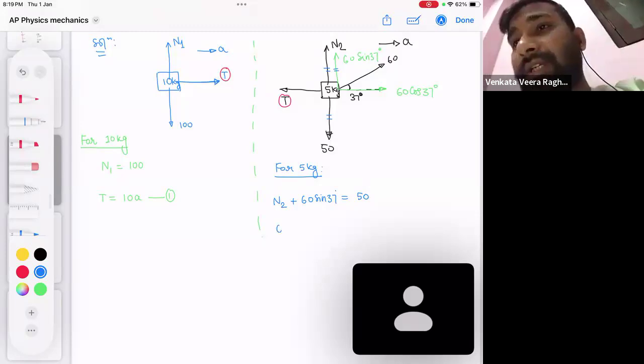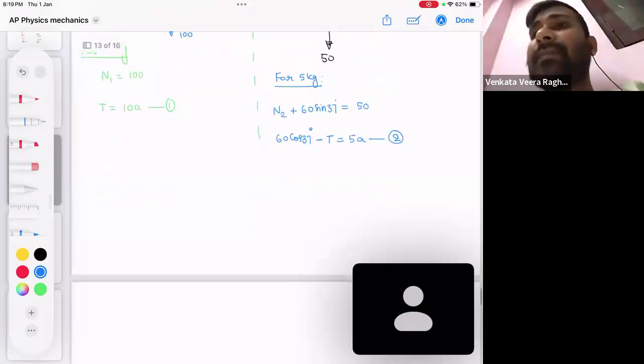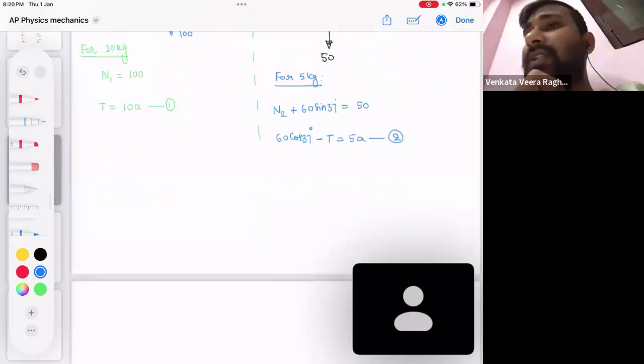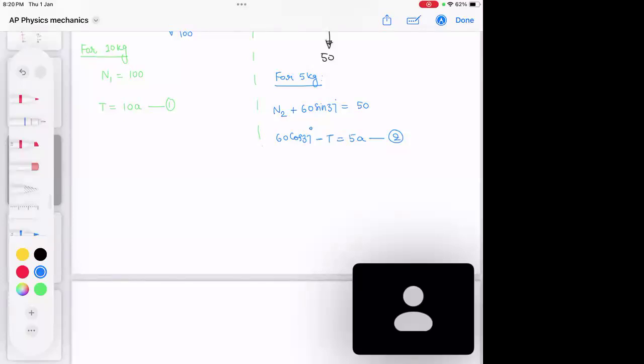And in the horizontal direction, what will I write? 60 cos 37 minus T is the net force, and net force should be equal to mass into acceleration. That is my second equation. Can we solve these two equations 1 and 2? Yes, sir. Now we will get our answer.